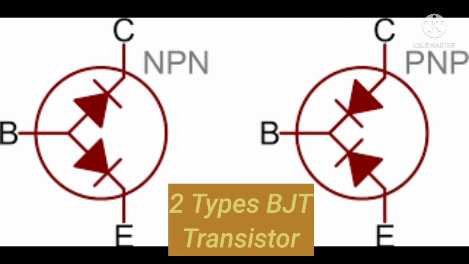There are 2 types of BJT transistors. One is the NPN transistor and the other is the PNP transistor. The NPN BJT transistor has 2 diodes, common in the anode, which is the base, and the other side of the diodes are the collector and the emitter. And the PNP has 2 diodes, common in the cathode, the common base, with the collector and the emitter.